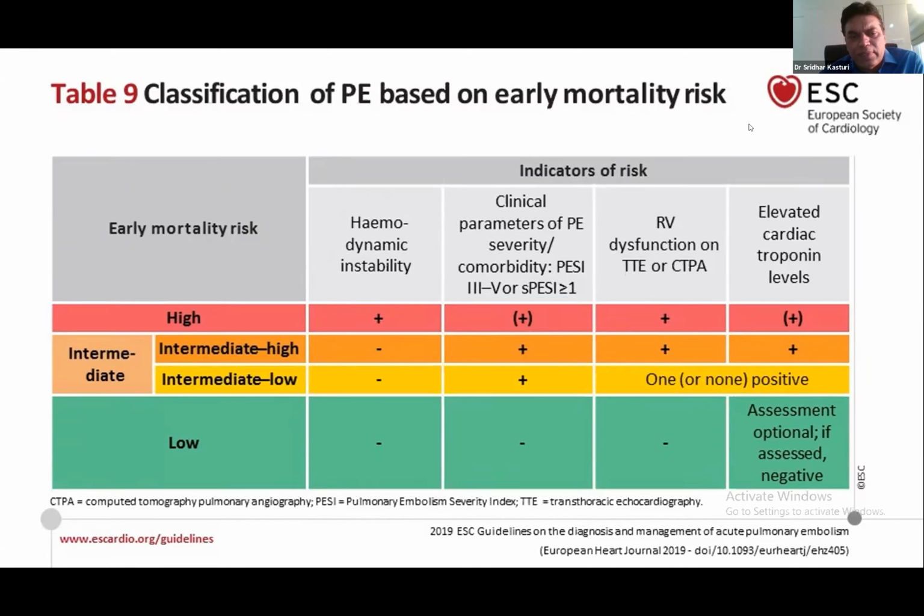Suppose there is no hemodynamic instability and RV dysfunction is not there, and only either troponin or one of these is there, that comes under the intermediate low risk group. If none of the features are there, no hemodynamic instability, PESI score is less than 1, RV dysfunction is not there, and elevated troponin is not there, that comes under the low risk group.